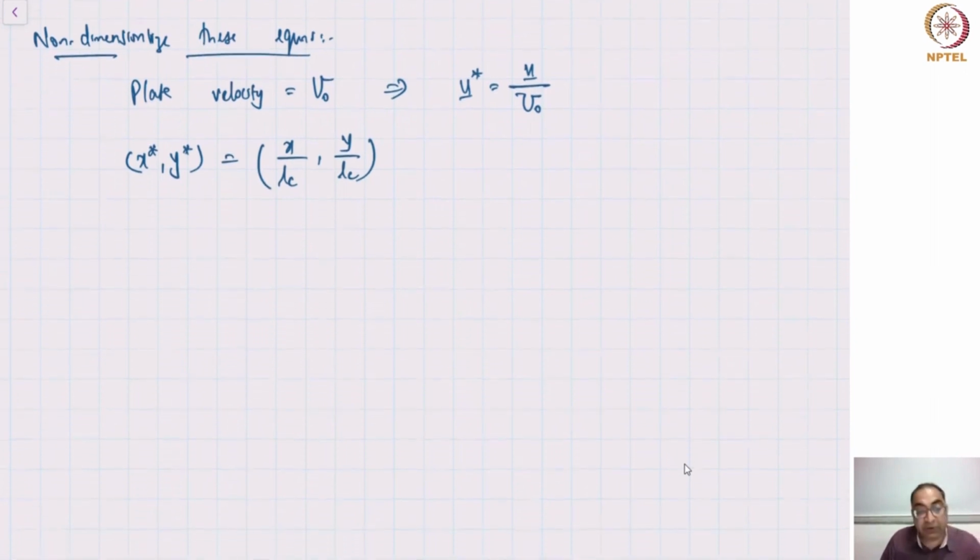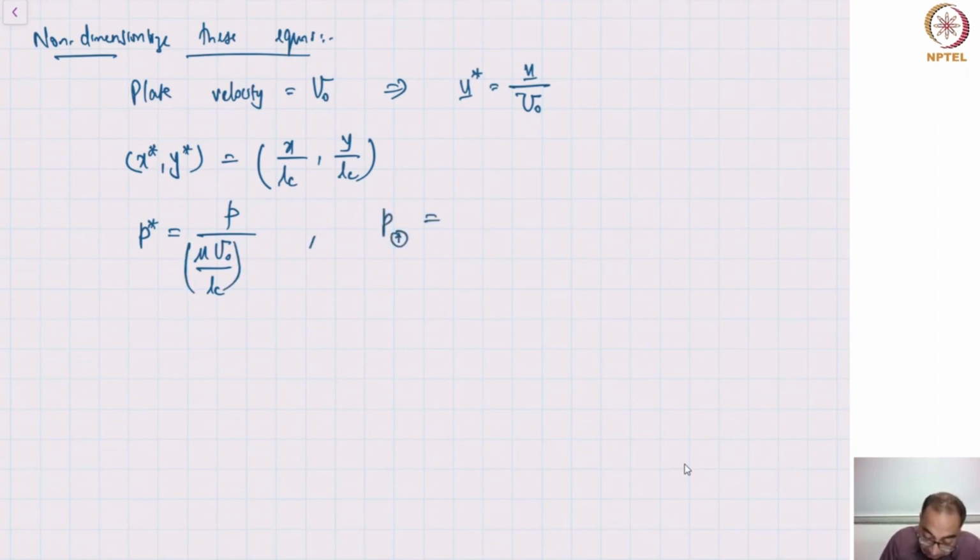Now we have choices for non-dimensionalization of pressure. We've already seen this in the past. The non-dimensionalization for pressure, this would be a viscous dominated flow. Therefore, in anticipation that Reynolds number is going to be very small, the natural choice of the pressure scale would be the viscous pressure scale. We will also say that the pressure above, we'll call it P infinity.